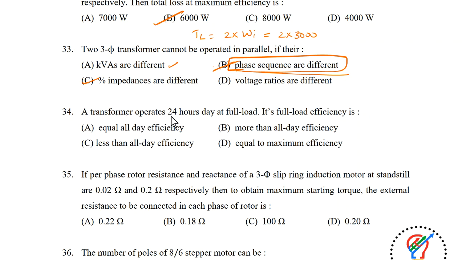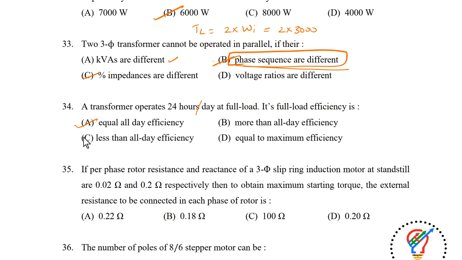A transformer operates 24 hours per day at full load. Its full load efficiency is equal to its all day efficiency. Okay, next one.